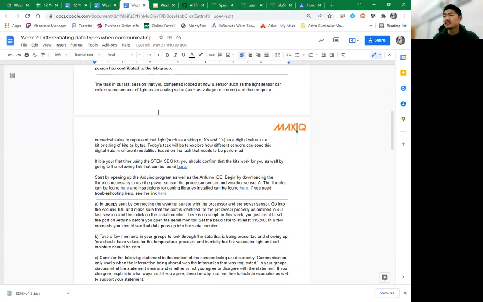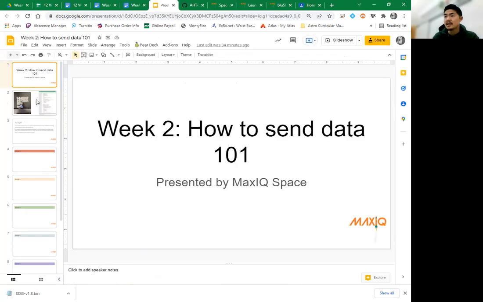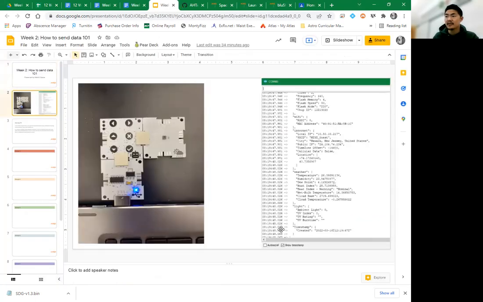If you take a look at today's presentation, you'll see a picture of the weather sensor set up in this way. I've also shown what you should be getting in terms of the serial monitor. You'll see in the picture there is no OLED display screen today. There's only the information being given through the serial monitor.